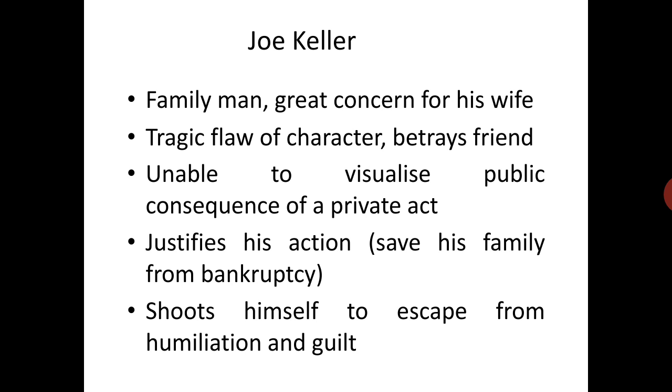Joe Keller is a family man. He has great concern towards his wife, Kate Keller. There is a tragic flaw in his character. The tragic flaw is a defect in the character. Because of this, he betrays his friend, Steve Deaver. He is unable to visualize the public consequence of a private act.